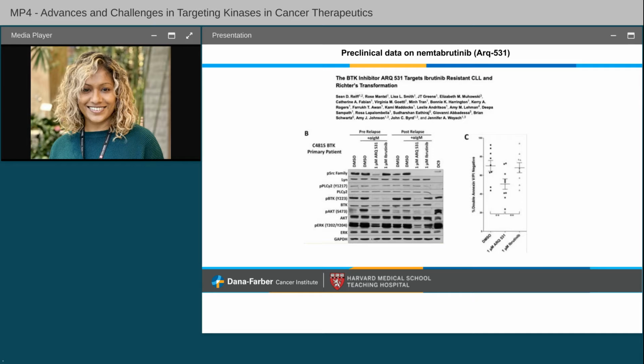And on the right is a plot looking at the cell killing. Here, primary CLL cells were isolated from ibrutinib-resistant patients who all had the C481S mutations, and they were treated with nemtabrutinib and ibrutinib. And the effect on cytotoxicity was measured. And as you can see, there was a significant cytotoxicity compared to the control with nemtabrutinib, which is also known as MK-1026, but this wasn't achieved with ibrutinib.